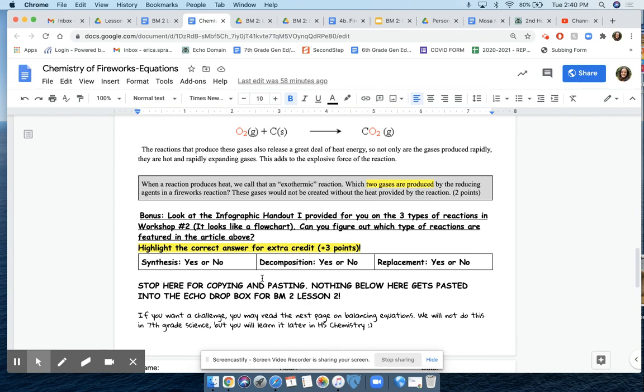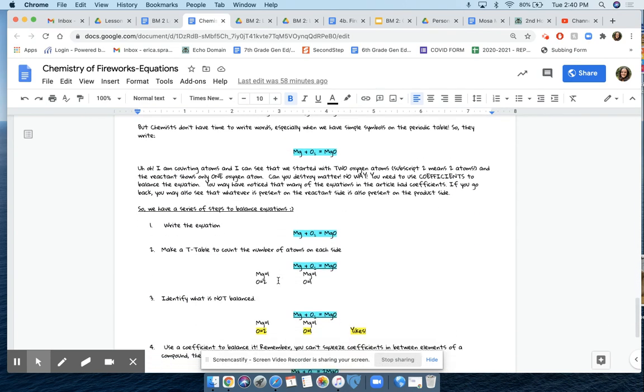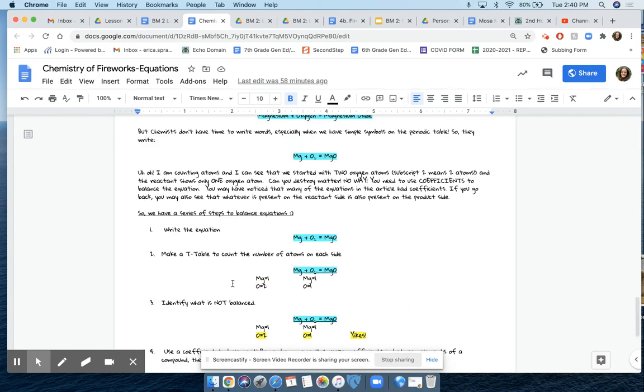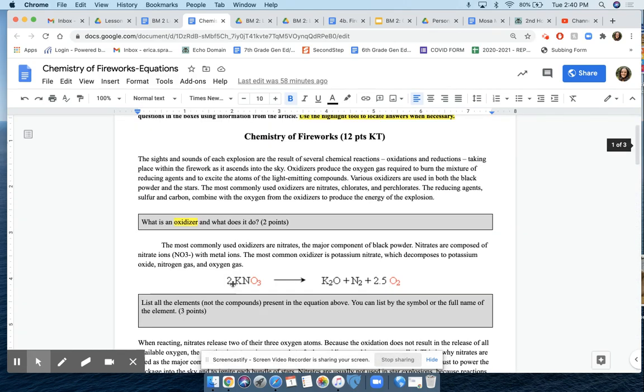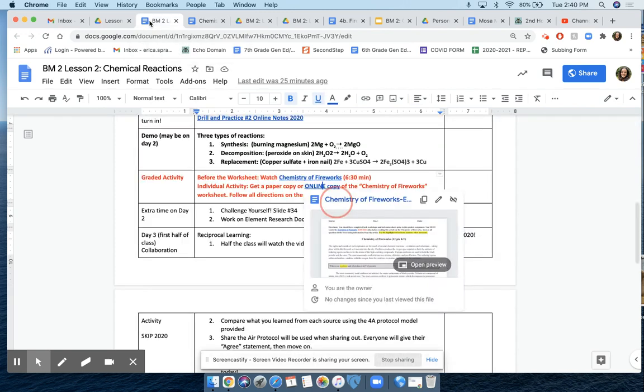Now, this is where you stop copying for Echo. If you want that challenge, here are some challenges in balancing equations, and I found something at the Khan Academy. So please don't copy and paste that into Echo. Okay, this is under benchmark 2, lesson 2, and there was a lot of stuff to do for the workshop, but really this is the only graded assignment that you have for lesson 2.